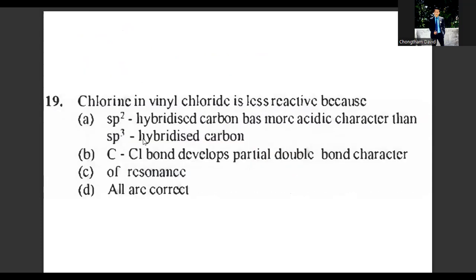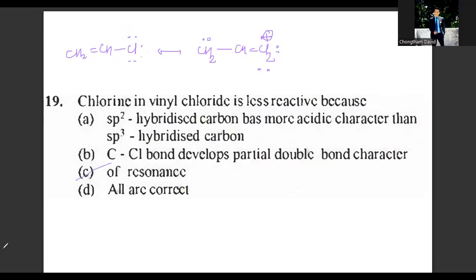Question number 19. Chlorine in vinyl chloride is less reactive because, see, you write the resonating structure and you will understand this part. If I write the resonating structure of this, chlorine will have 3 lone pairs, because these are the electrons which do not participate in bonding. After resonance, chlorine behaves and becomes a positive charge. A double bond is formed between carbon and chlorine. Hence, it is less reactive due to resonance.